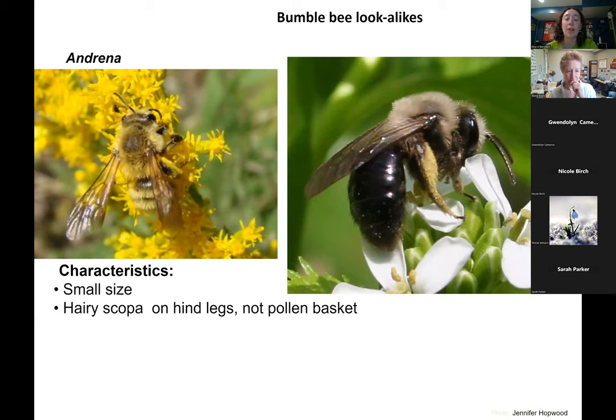There are also some other species of bees that may look like bumblebees. They're still bees, but they're not bumblebees. So this is the genus Andrena. So these are mining bees. They're fairly small in size, but they also have those really, really hairy hind legs, but they don't have pollen baskets. And they're very small in size. If you were to compare them to a bumblebee, they're a lot smaller.